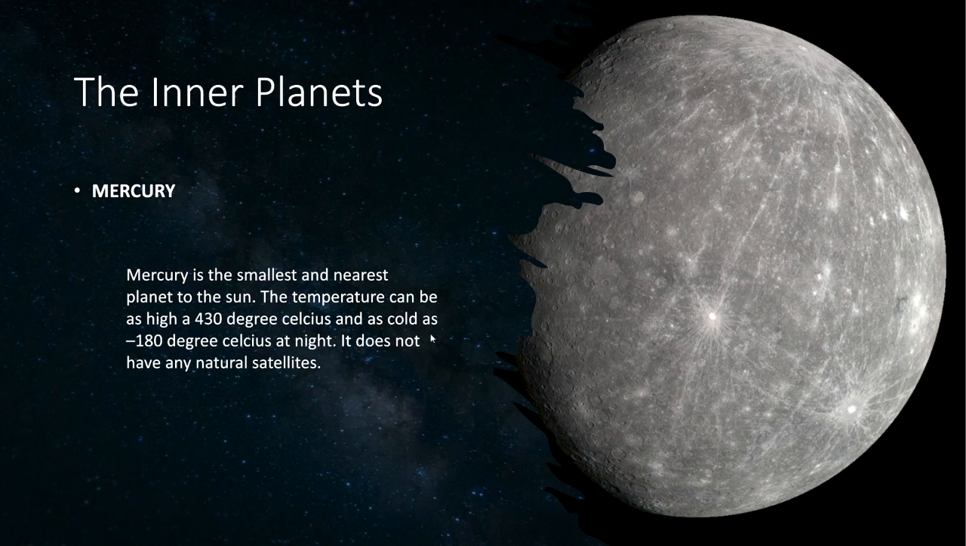Okay, Mercury. What is Mercury? Mercury is the smallest and nearest planet to the sun. The temperature can be as high as 430 degrees Celsius and as cold as negative 180 degrees Celsius at night. It does not have any natural satellites.